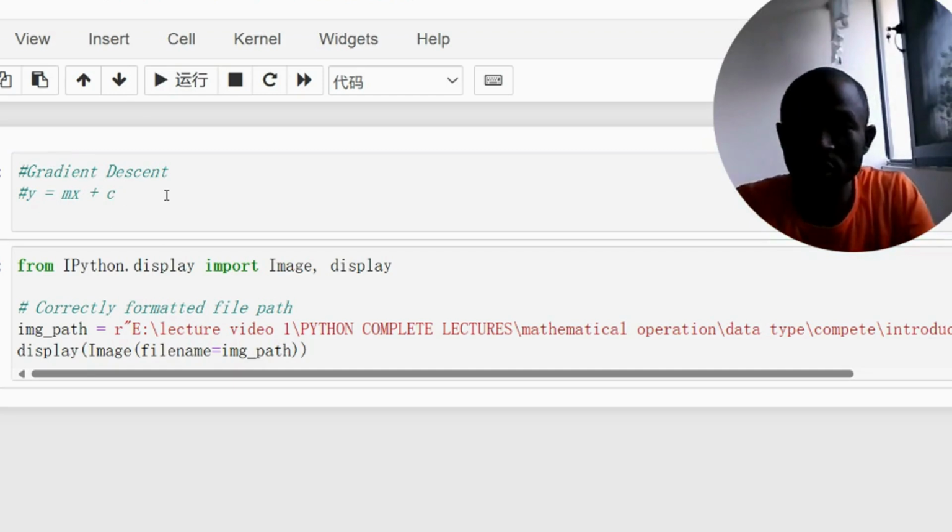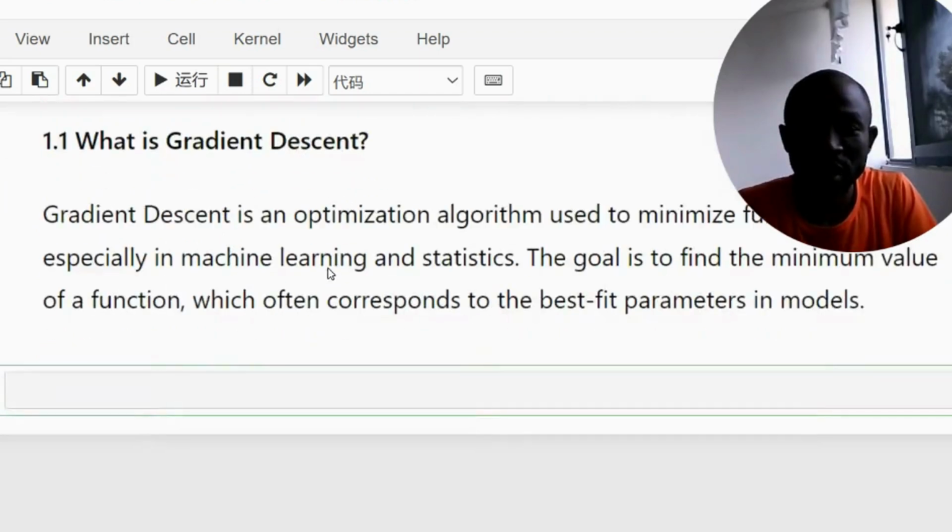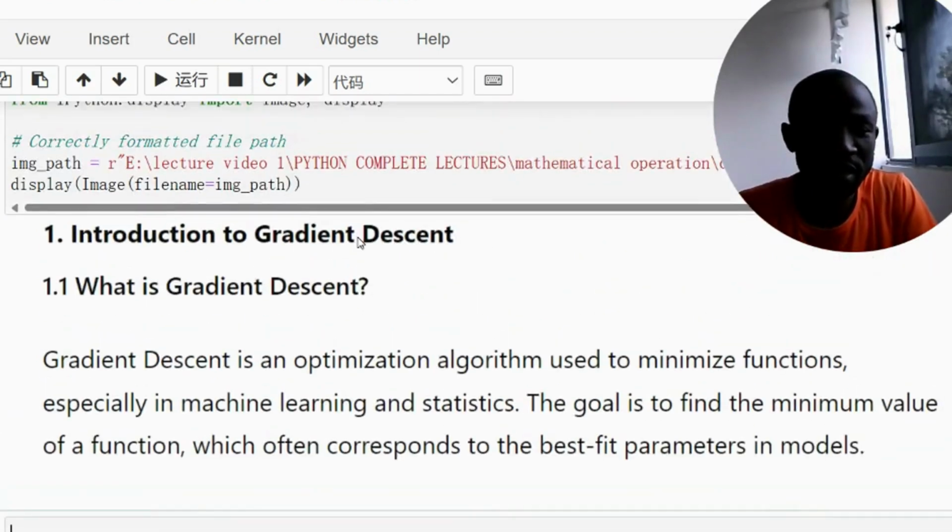Yes, we are going to study this gradient descent. On this gradient descent, if I run this program, we are going to see an introduction to gradient descent. So I ask a question: what is gradient descent? You answer me. In my own light and with all academia, they say that gradient descent is an optimization algorithm used to minimize a function, especially in machine learning and statistics. The goal is to find the minimum value of the function, which often corresponds to the best fit parameters in a model.